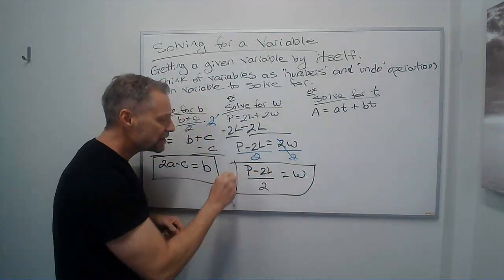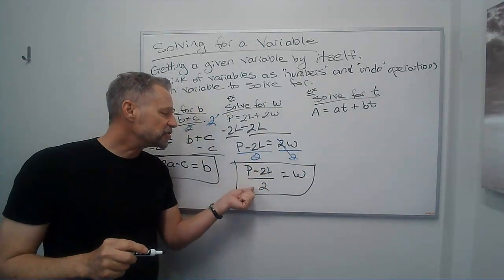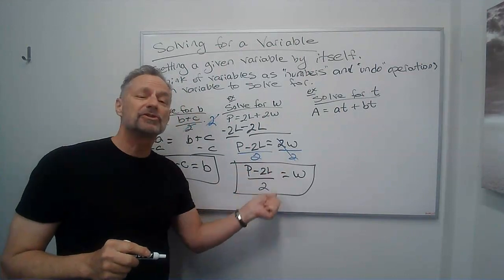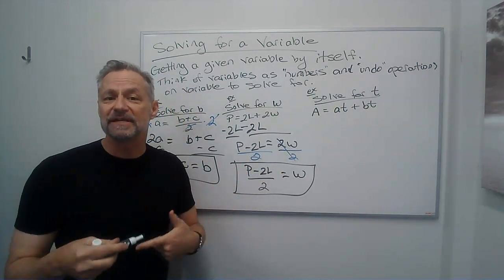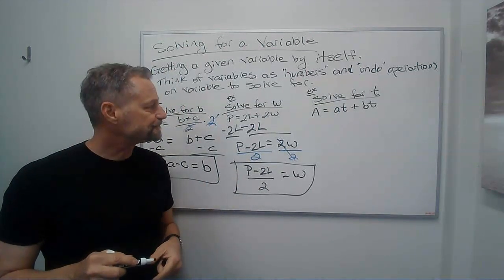I'm going to leave it that way. I could break this up into 2 separate fractions and then reduce the 2 from the second fraction, but I'm not going to in this case. Either way should be acceptable from your instructor.